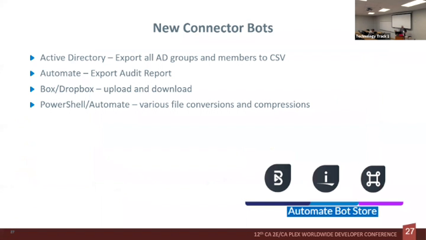Let's wrap up here with a few more slides. So this is some of the newer functionality that is available in the Botstore. The Active Directory, to export AD groups and members to CSV. If you need those out to understand who's there, or maybe to re-import them into another directory management. Automate export audit reports, Dropbox or Box uploads and downloads, automating your file sharing, and PowerShell, and automate various file conversions, compression. So obviously that's a very powerful one too, being able to work with PowerShell.